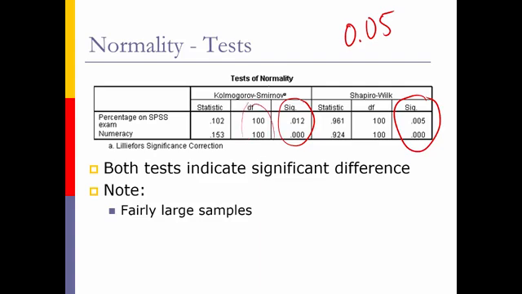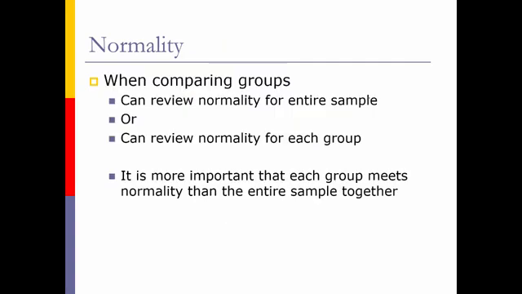Degrees of freedom kind of gives us a hint as to what the sample size is. So we have some fairly large samples here, which may say the tests are not very accurate when it gets to very large samples, so maybe we do have normal data here, even though the tests say we don't. So in that case, what do we do? Go ahead and look at the graphs.